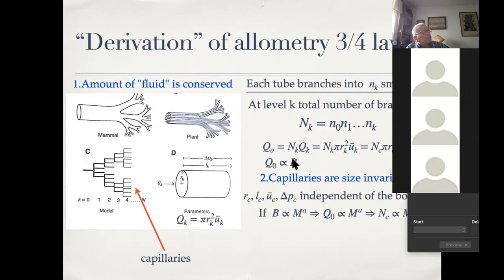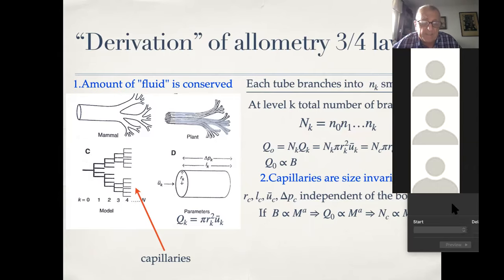And because B is proportional to the mass of the living system with an exponent a, this formula gives me a relation between the mass exponent a and the flow of the nutrition. Now, the capillary sizes are size invariant. What does size invariance mean? That means that the radius of a capillary vein, the length of the capillary vein, the average velocity in it, and the pressure drop on that capillary pipe are independent of the size of the animal or the tree or the living object.